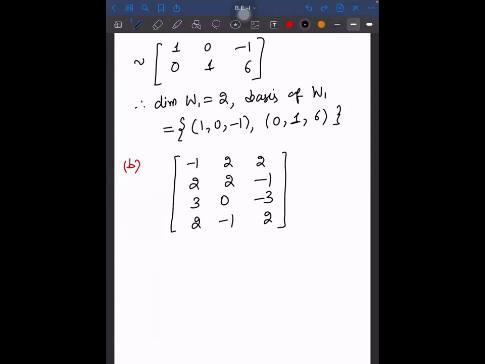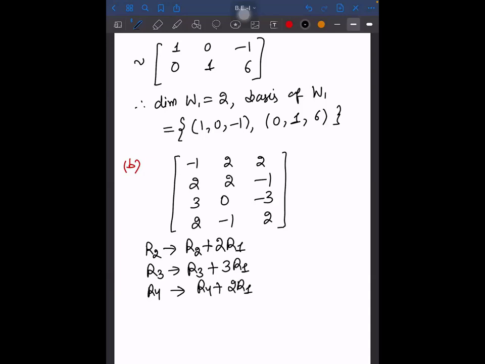So now let's see. Again we shall operate R2 plus 2 times R1, R3 plus 3 times R1, R4 plus 2 times R1. So this will become what? Let's see this. Minus 1, 2, 2. Multiply this row by 2 and add it into row 2. So this will be 0, 4 plus 2, this will become 6, 4 minus 1, this will become 3.